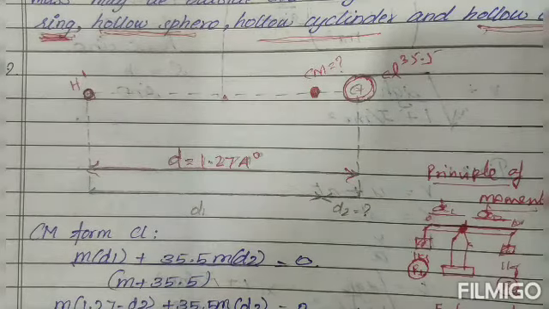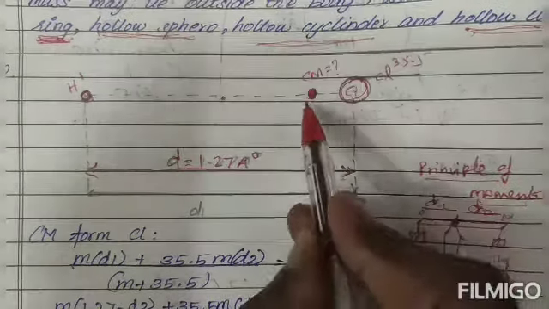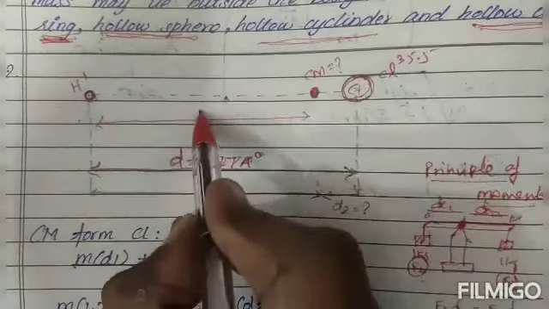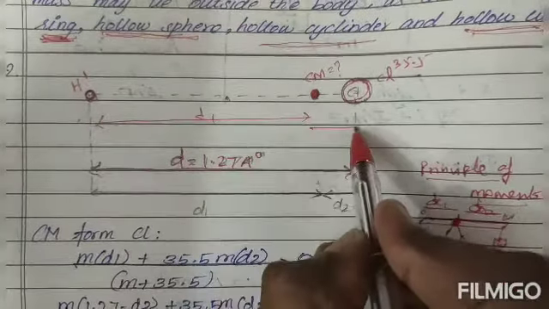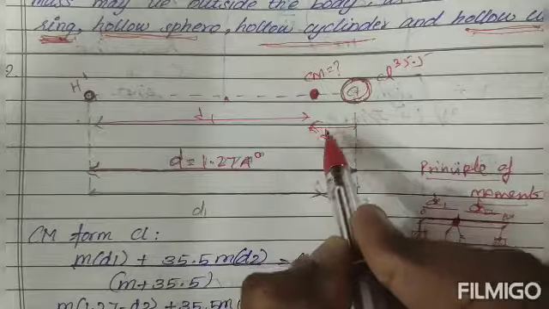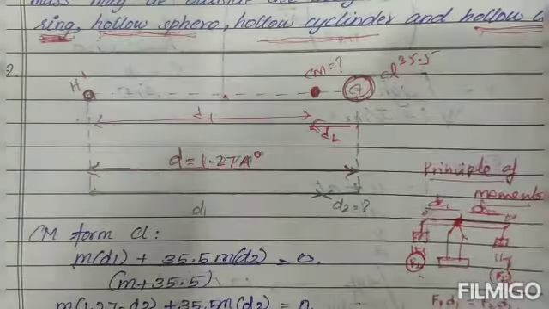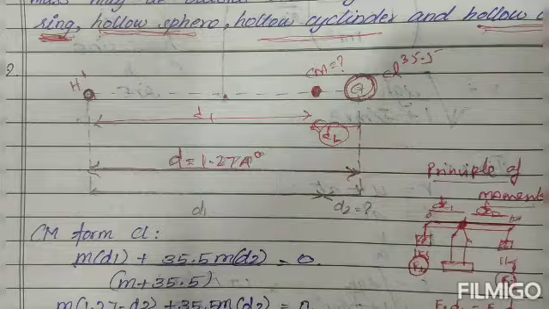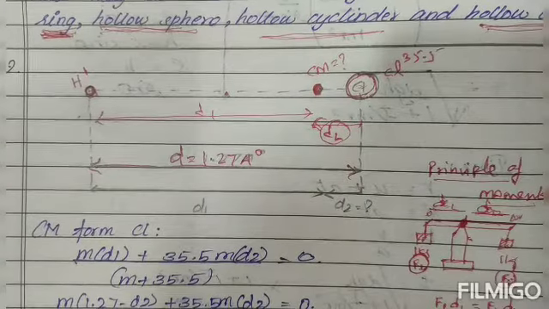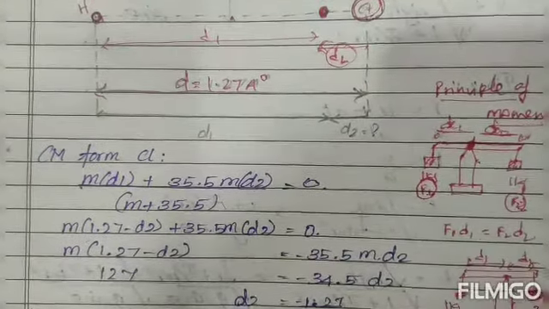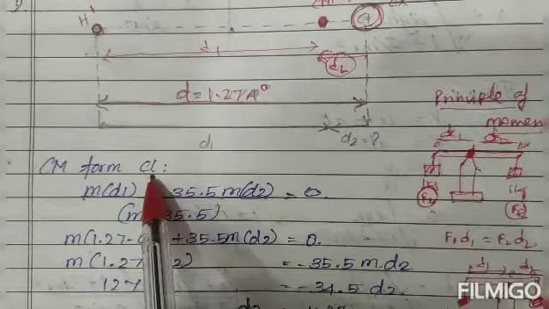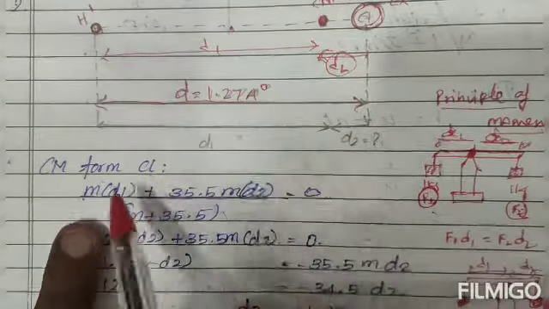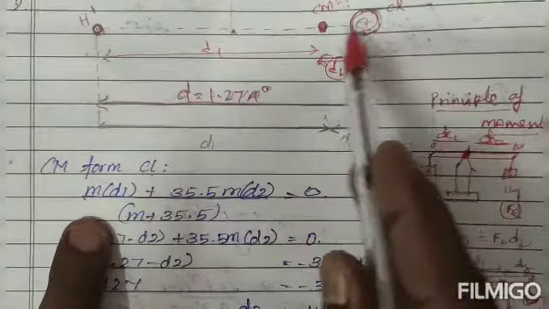Okay, for our convenience I can write from here to here as D1, and the remaining distance I take as D2. Okay, so now I am going to find this D2 distance by using the principle of moment. Let's see. First, center of mass from chlorine. So from chlorine we are going to find it.